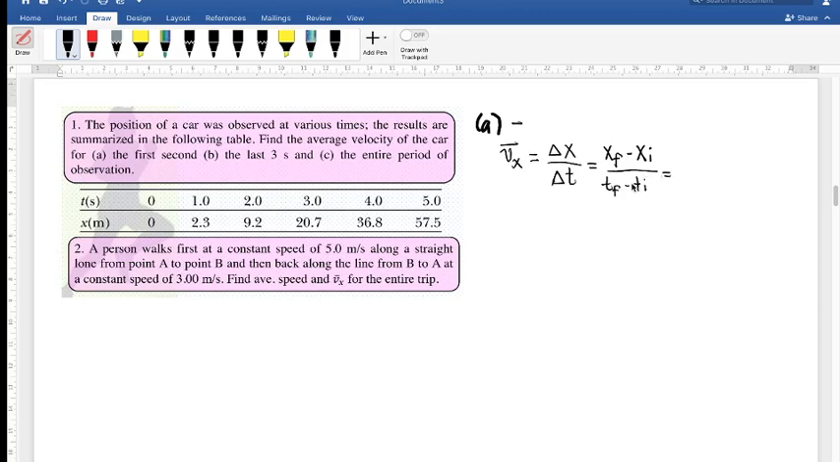So we have here the final position minus the initial position divided by the final time minus the initial time. So ano yung final position mo for the first second? So final position is 2.3 meters. Tapos yung initial position mo is 0 meters. So ito yung origin natin. Then the final time with the position of 2.3 meters is 1.0 seconds. Tapos at x is equal to 0, your time is 0 seconds. So therefore, the average velocity for the first second is 2.3 meter per second.